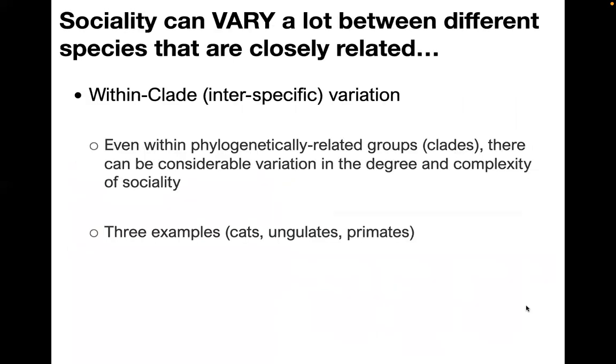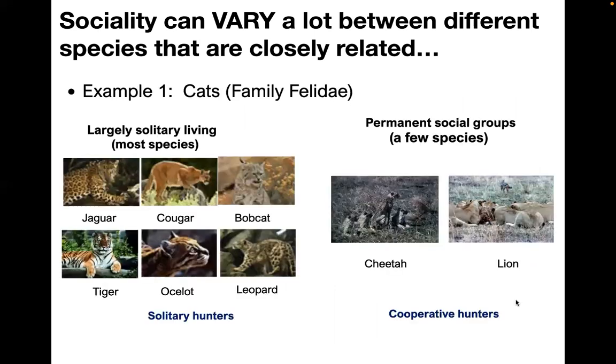Okay, so sociality can vary a lot between different species that are closely related. So let's just look at a few examples of that on the next few slides. So even though different species of cats are all within the clade of cats, they can vary a lot in their sociality. So it's this very evolvable trait.